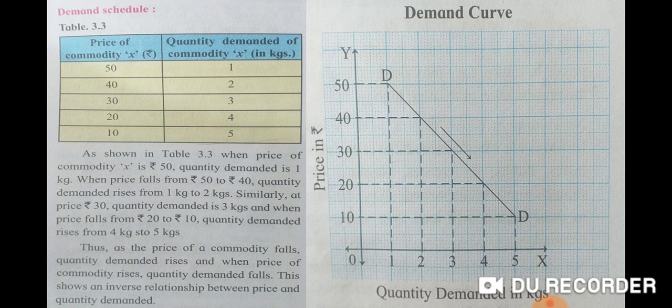So here two columns are given to you in the demand schedule. First one, price of commodity X in rupees, and quantity demanded of commodity X in kgs. We saw this in the individual demand schedule and market demand schedule. When the price increases, demand decreases. When the price decreases or falls, demand is higher for that commodity.